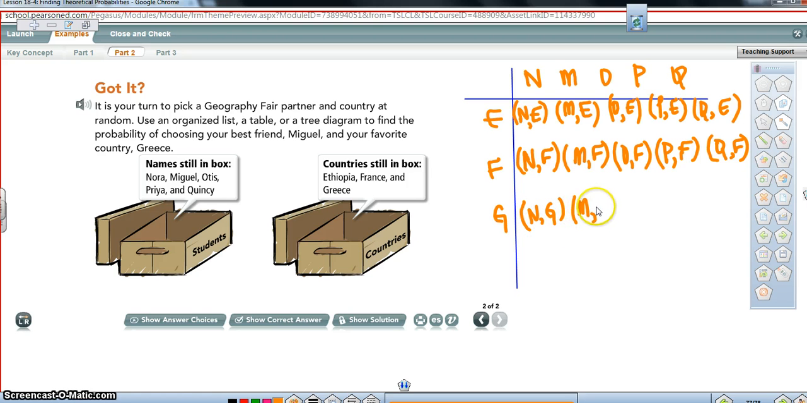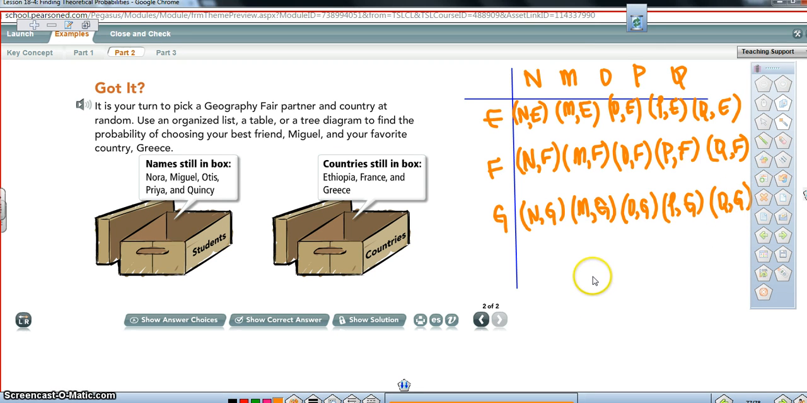So by filling out this table, I am displaying my sample space possibilities, and it allows me to answer a lot of questions about the situation. It also allows me to see all of the possibilities in an organized way.